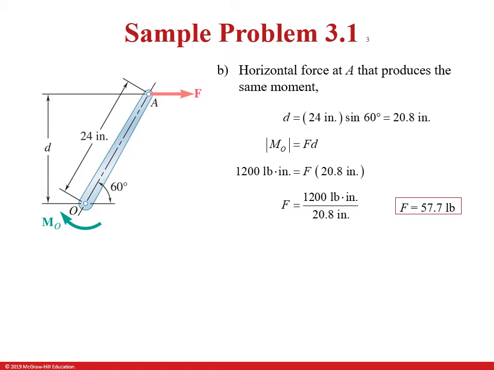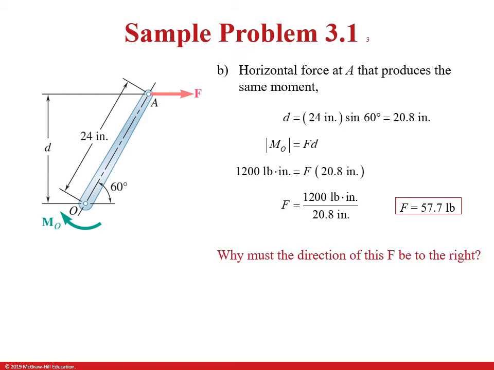So notice this, right? We had a vertical force acting this way of 100 pounds. The vertical force was at a short distance, right? Now we've increased the distance from the line of action by going horizontally, so we need less force to generate the same moment.